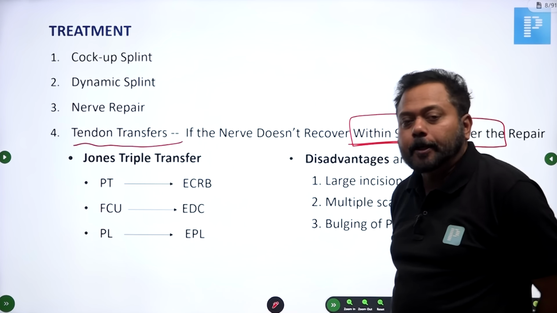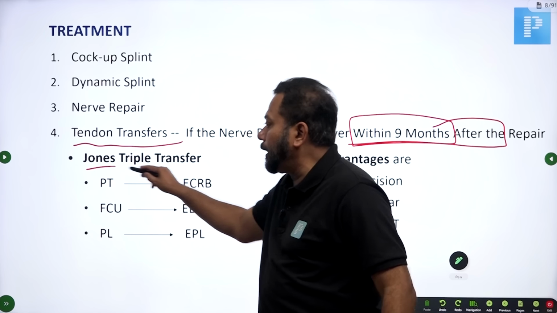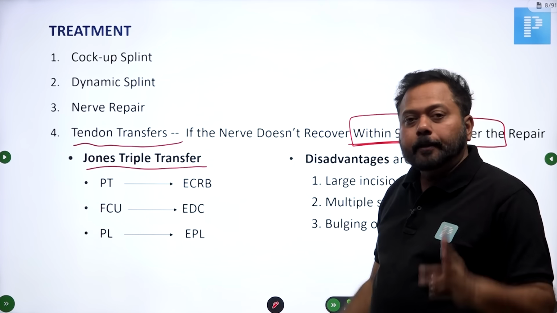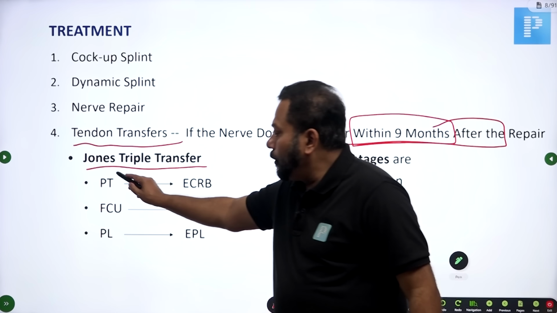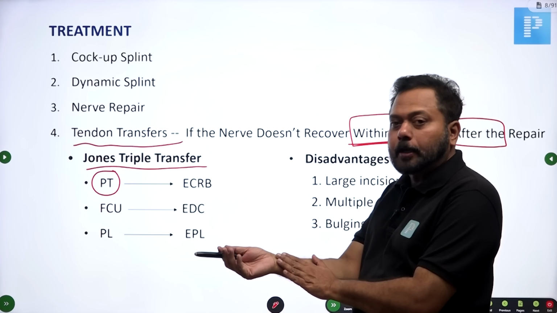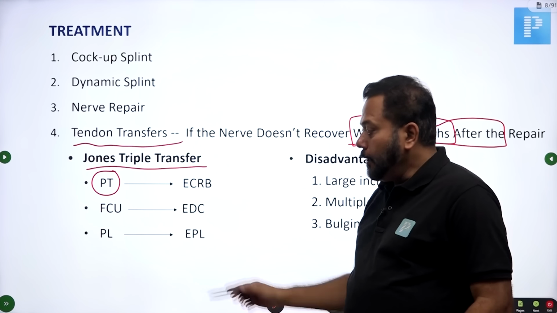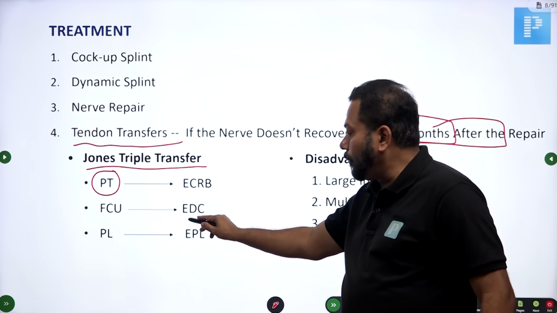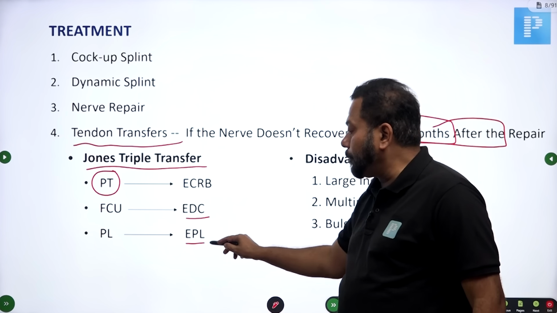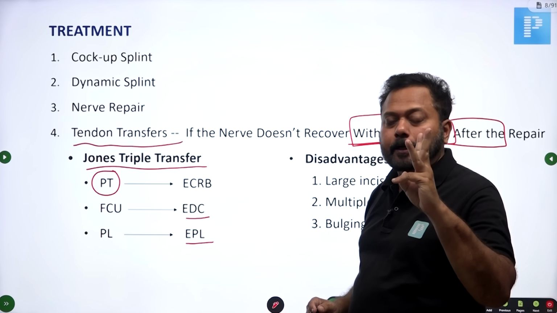That's the final procedure. Two procedures are available. One is called Jones triple tendon transfer. Another is called modified Jones. In Jones triple tendon transfer, 3 tendons are used. Pronator teres, from the flexor compartment, is used for extensor carpi radialis brevis. Flexor carpi ulnaris is used for extensor digitorum communis. Palmaris longus is used for extensor pollicis longus. These 3 tendons are used. So this is called Jones triple tendon transfer.